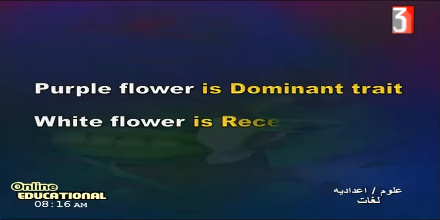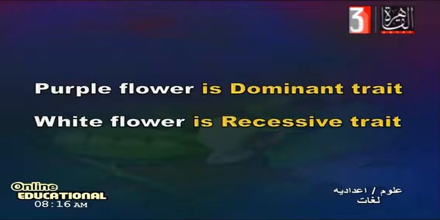There are 2 types of trait. The first is the dominant trait, and the other is the recessive trait. The purple flower, which appears in the first generation, is a dominant trait, and the white flower, which disappears in the first generation, is a recessive trait.